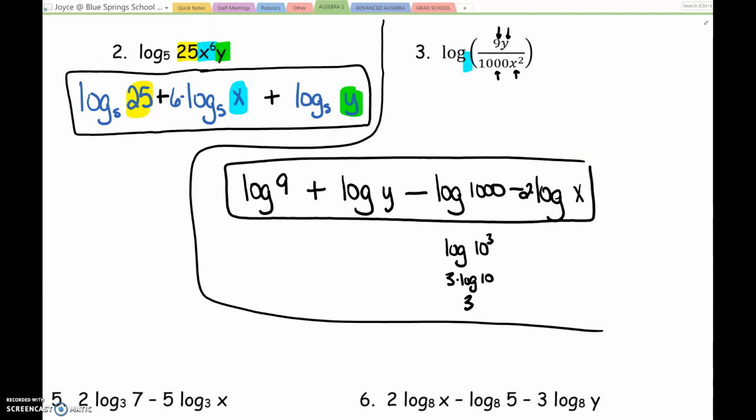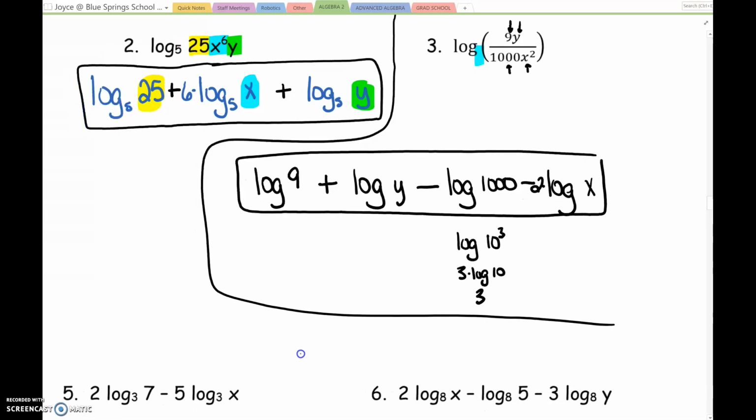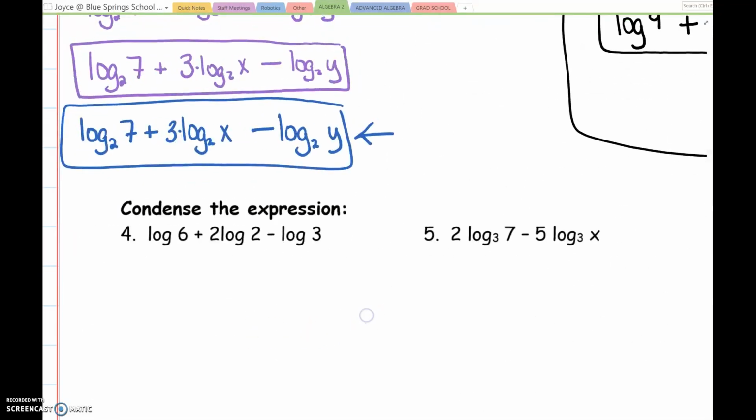Okay, everything that we do in math, there's a way to undo it, reverse it. So if we can take these properties and take one log and expand it out to a bunch, we can take a string of logs and condense them back. The important thing is that all of the logs must have the same base in order to condense them.